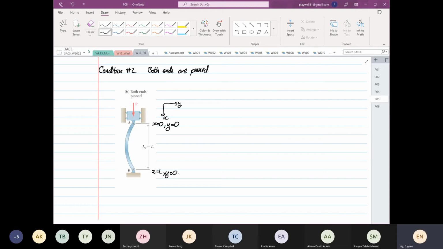So this boundary condition looks familiar, right? You can see it has what? Pin ends. Now, how are pin ends? So let's look at this one. These are pin ends.